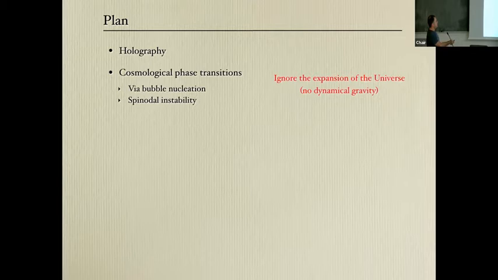And in this part of the talk, I'm going to take the approximation in which I'm going to ignore the expansion of the universe. You should imagine this is a cosmological phase transition. But if the time scale for this is fast enough compared to the expansion rate, you can just imagine as a first approximation that this is happening in flat space. And that's what I'm going to do here. But of course, that's only an approximation.